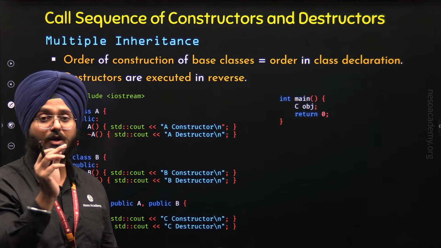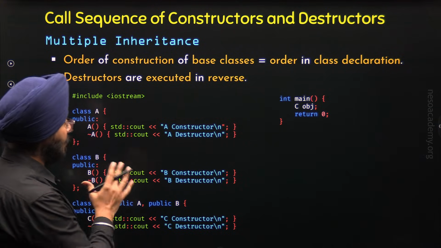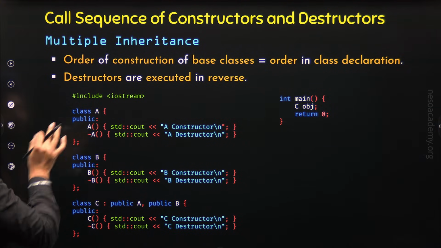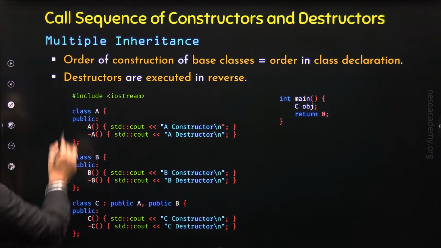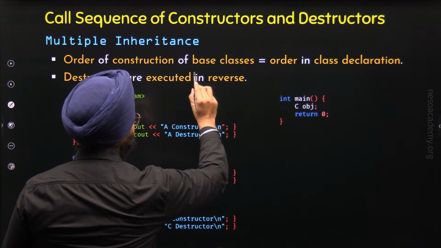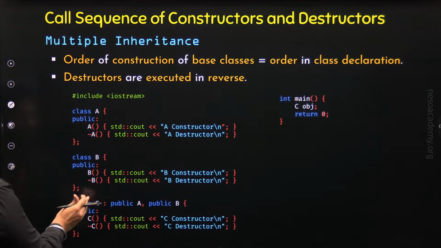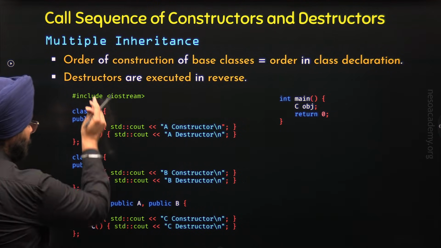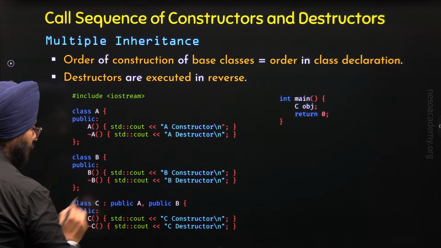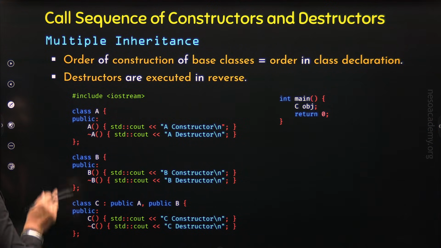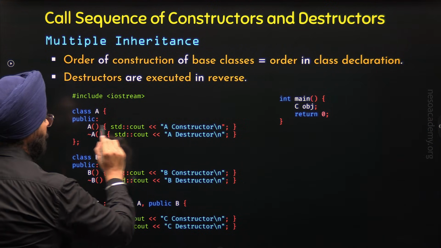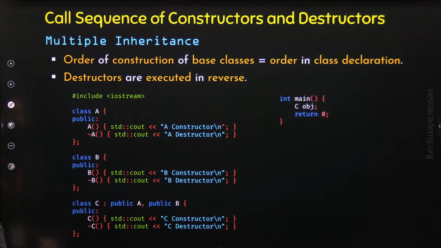Which constructor will be called first here? Now that's the confusion. And this confusion has been cleared in the first point itself. Order of construction of base classes is same as order in class declaration. Here you can observe the declaration of the class C, and here is the order of these base classes. We have class A first, then we have class B. So clearly the constructor of class A will be called first, and then the constructor of class B will be called. After this, the constructor of class C will be called.